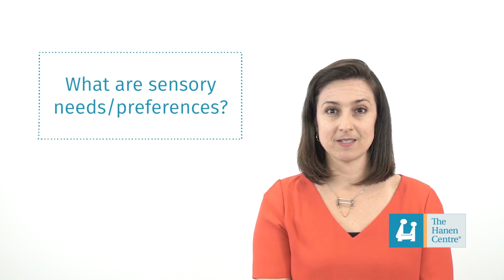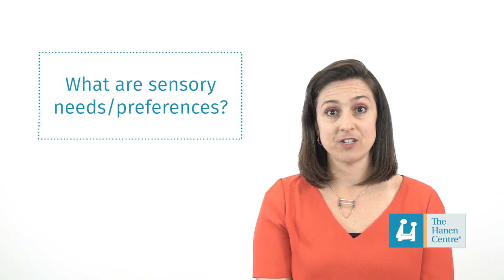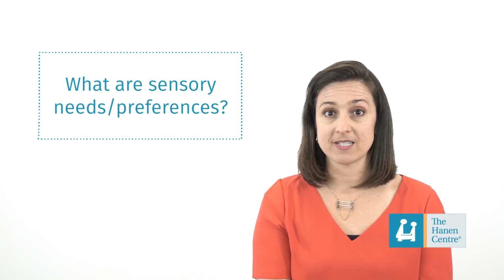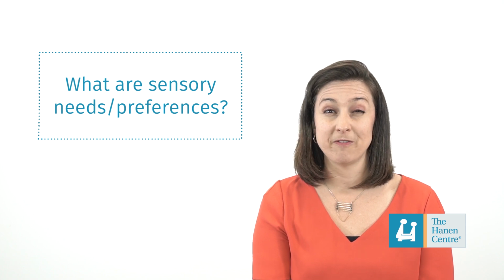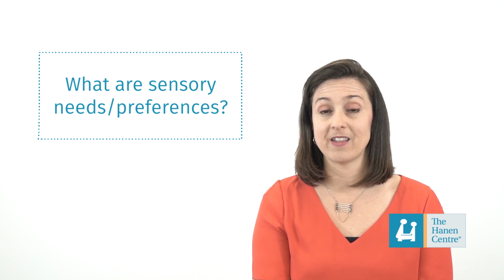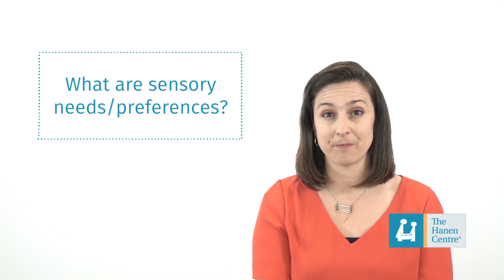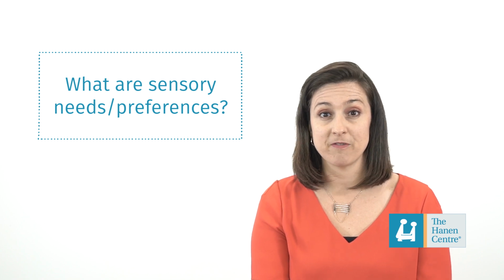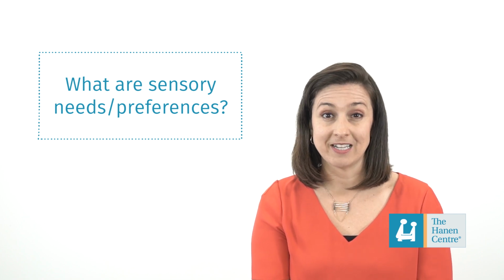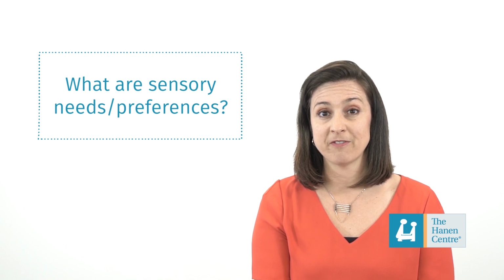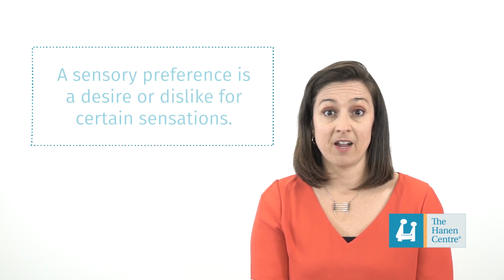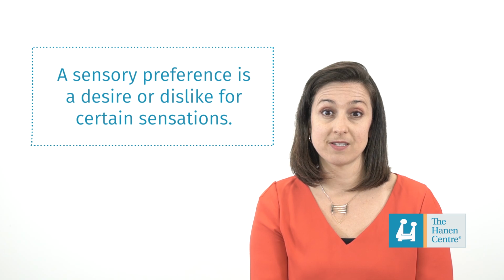So what do we mean by sensory needs or preferences? We all have certain sensations that we either really like or dislike. For example, have you ever found that you're so bothered by the feeling of the tag in the back of your shirt that you had to change tops immediately? Or are there certain sounds that you find intolerable, kind of like nails on a chalkboard? Well, these are all just examples of sensory preferences, that is, a desire or dislike for certain sensations.